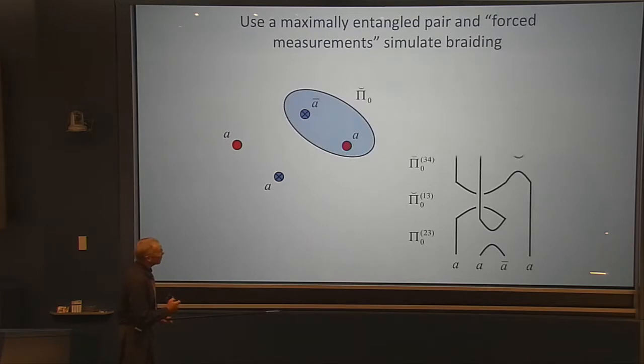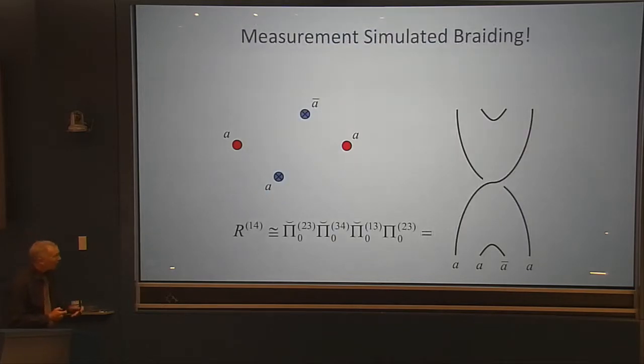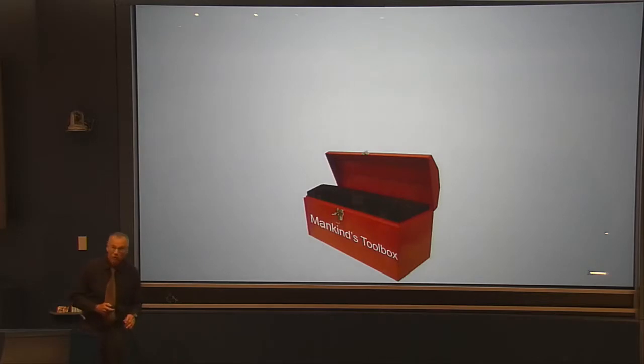So a sequence of measurements turns into ultimately a braiding. So it's possible to simulate the braid rules in the 1D system, which seems technologically better than trying to build the 2D system. So that's really the end of the talk.